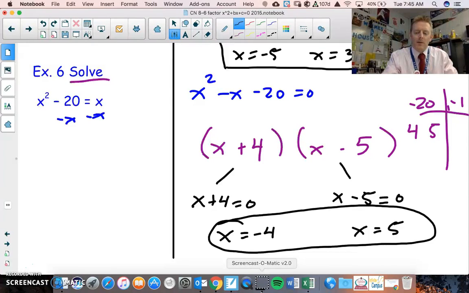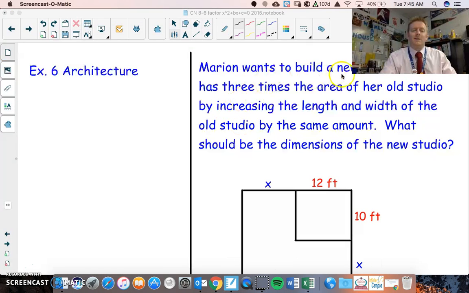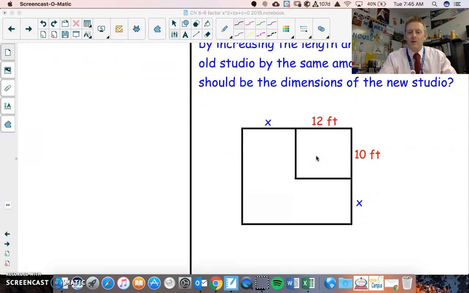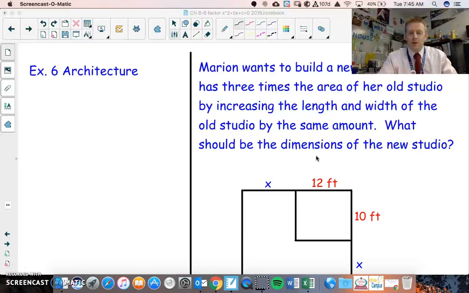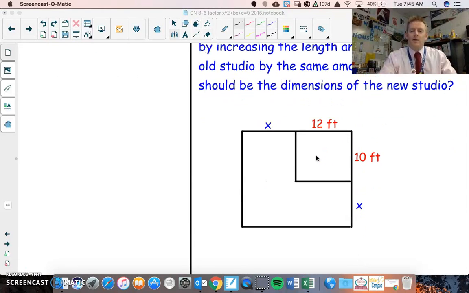Now the one problem I'm going to ask you guys to see if you can figure out on your own, and then we'll talk about it in class, is this one. It says that Marion wants to build a new art studio that has 3 times the area of her old studio by increasing the length and width of the old studio by the same amount. What should the dimensions of the new studio be? So we'll check this one out first thing when class starts tomorrow, and do your best. Think of what we have been doing to see if you can make this work out for you folks.